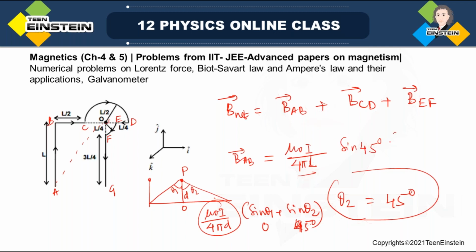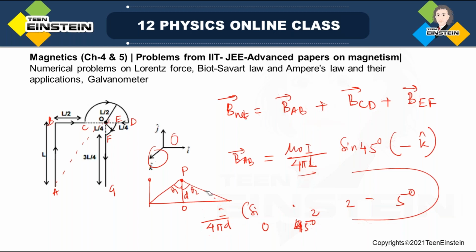This is fine. Now what is the direction? These segments are all in the xy plane, as you see here. So the magnetic field is actually going into the page. If we take k cap out of the plane, at least here it is taken out of the plane, then the magnetic field will be in the negative k direction, because it is going into the plane if you just use the right hand thumb rule.